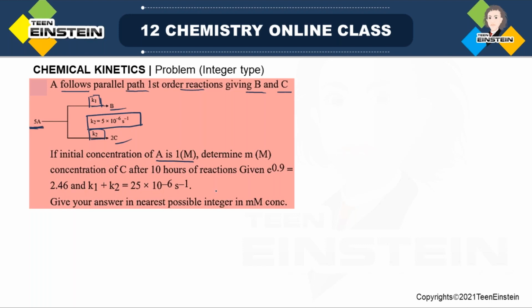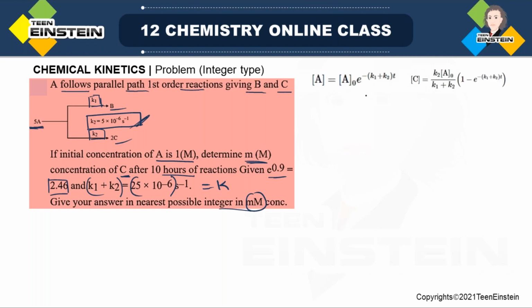If the initial concentration of A is 1 molar, determine the millimolar concentration of C after 10 hours of reaction. Some values are given: e to the power 0.9 is 2.46, and the overall rate constant, that is K1 plus K2, is also given in second inverse. So you know the overall rate constant value, you also know the value of K2, but you do not know the value of K1. Give your answer to the nearest integer, because it is integer type, and it should be in millimolar concentration, not molarity. Fine.